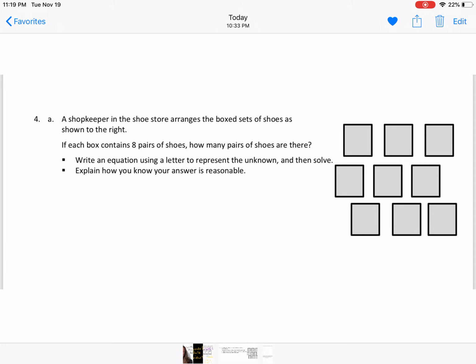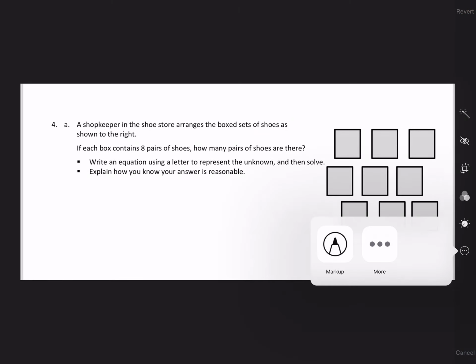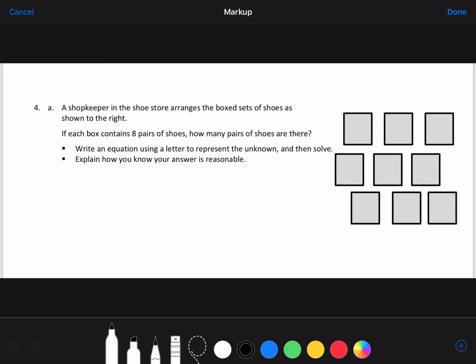All right. Number 4 says, this one gets pretty complicated. It's got a lot of steps, so be patient with yourself, okay? A shopkeeper in the shoe store arranges the boxed sets of shoes as shown to the right. If each box contains 8 pairs of shoes, how many pair of shoes are there? So you want to be thinking that inside this box, there are 8 more boxes of shoes, right? So if each box contains 8 pair of shoes, how many pairs of shoes are there? So we've got 1, 2, 3, 4, 5, 6, 7, 8, right? There would be 8 in that box.